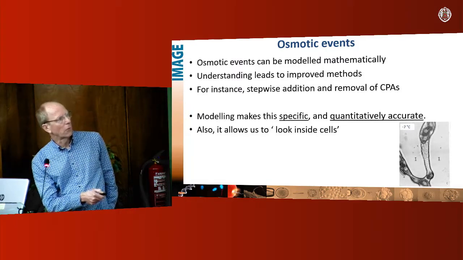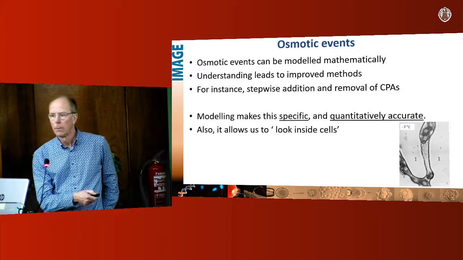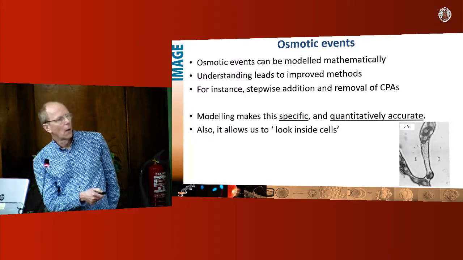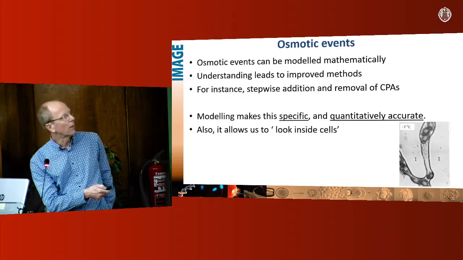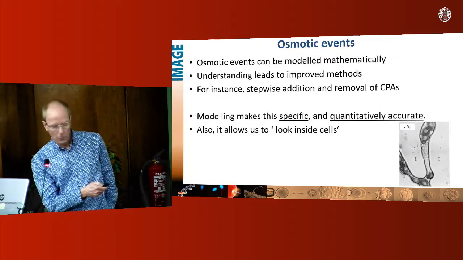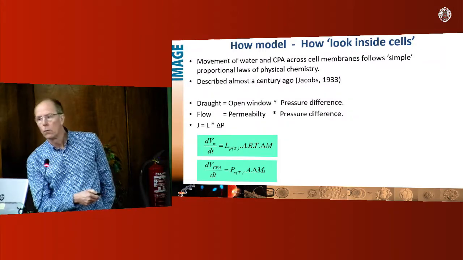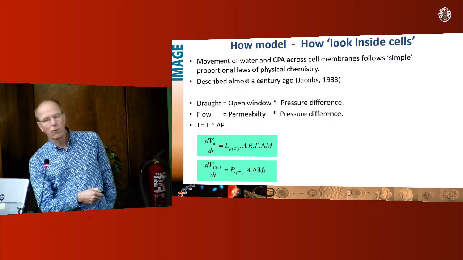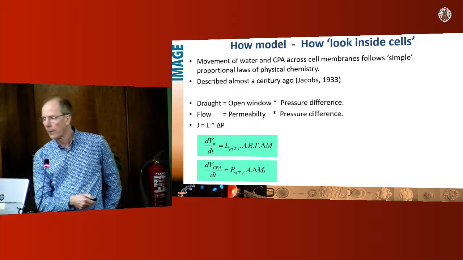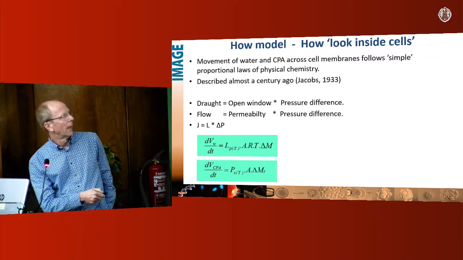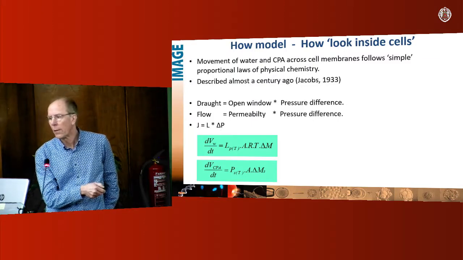If you look at this picture that you've seen before, we can see qualitatively that the cells have shrunken, but can we also understand what are the concentrations of solutes inside the cells? And we can, by using this mathematic approach. To do that, we need only two differential equations. The one describes the flow of water across the membrane, and the other describes the flow of the cryoprotectant across the membrane. And these look maybe complex, but it's not complex at all.